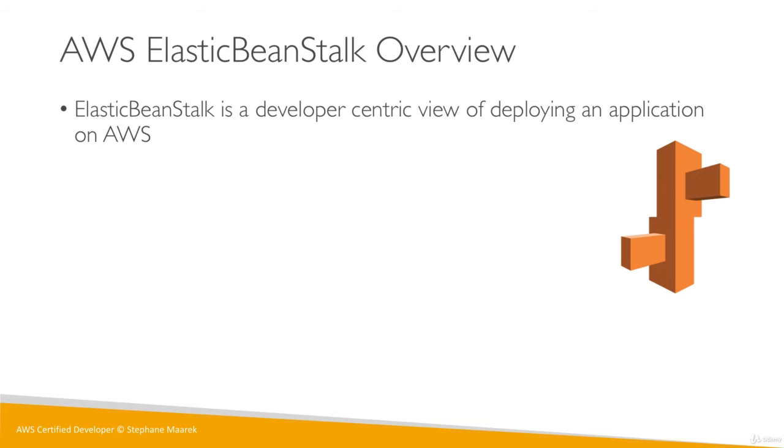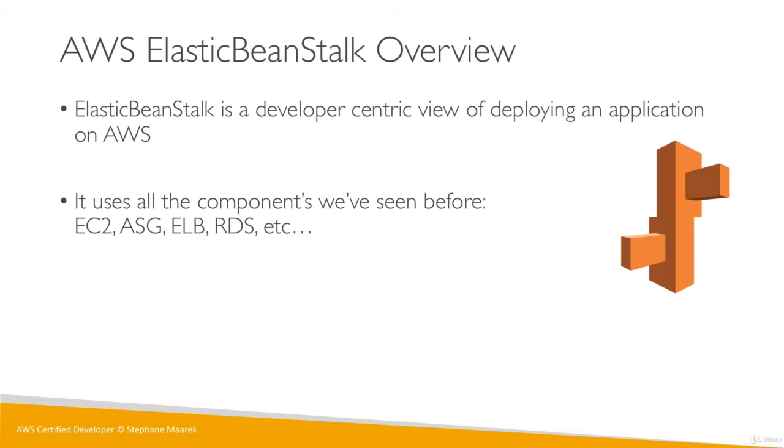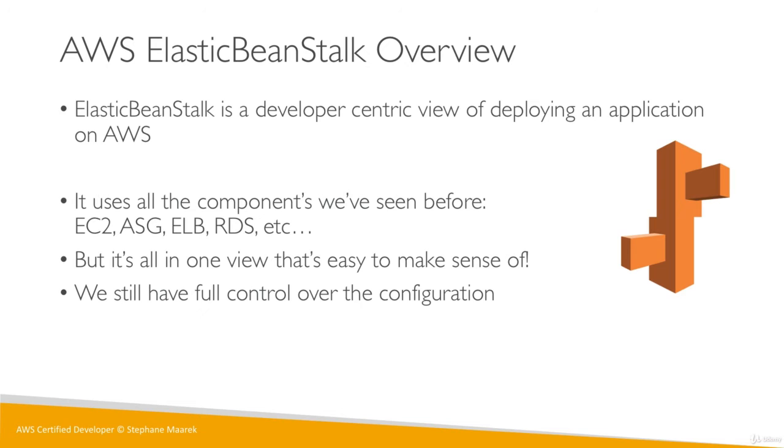Elastic Beanstalk is a developer-centric view to deploy applications on AWS. It will leverage all the components we've seen before, and that's why we went through the fundamentals first. So all the EC2, ASG, ELB, RDS, etc., all these things we've seen before, we're going to reuse them right now. And this is why it comes in super handy. It's one view that's super easy to make sense of. We'll see all the configuration and deployment, but we still have full control over how all these components get configured, which is really nice.